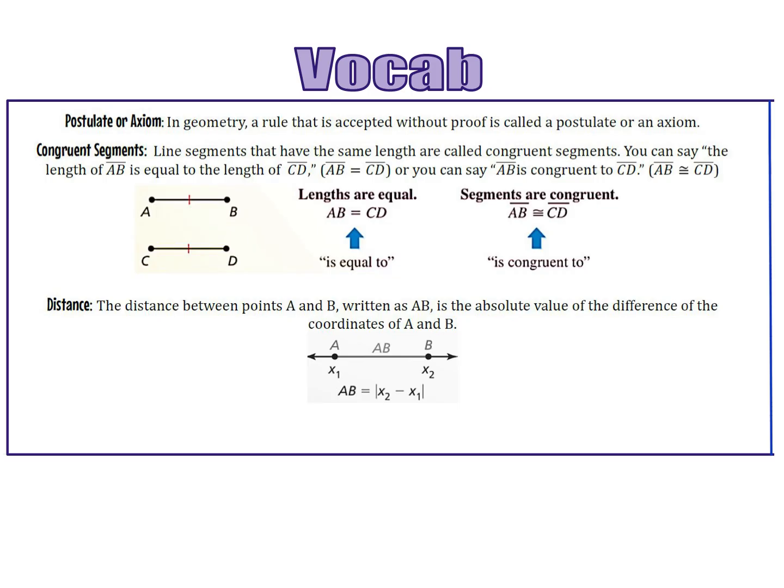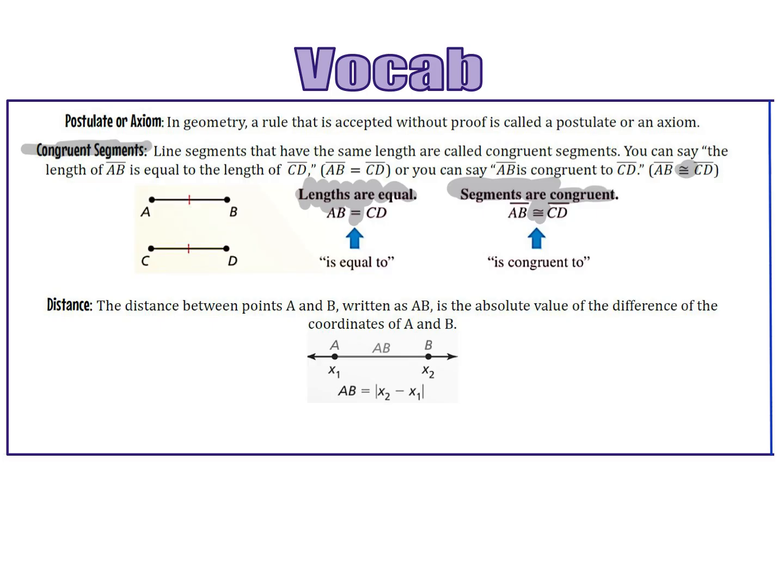Two segments are congruent segments, and the symbol for congruency is here. Two segments are congruent if they have the same length. So we would say that lengths are equal: 7 equals 7. We would say segments are congruent: the segment AB is congruent to the segment CD. If we're talking about length as a number, we're using the equal sign. If we're comparing two segments, we would say that they are congruent.